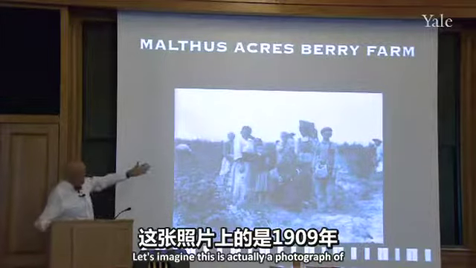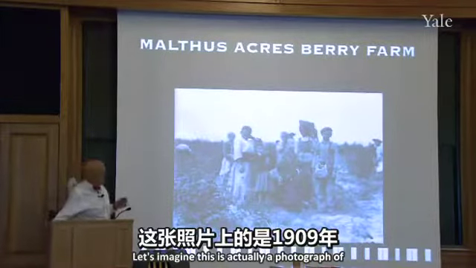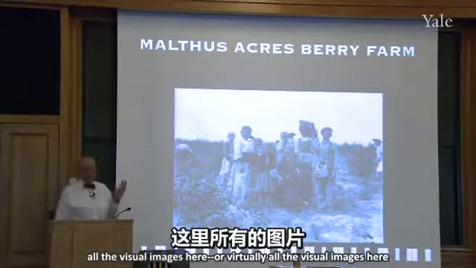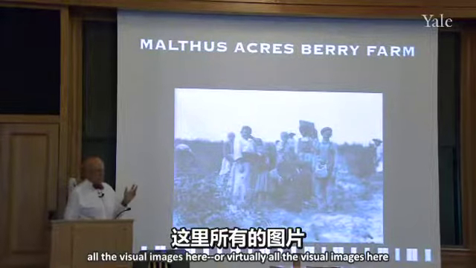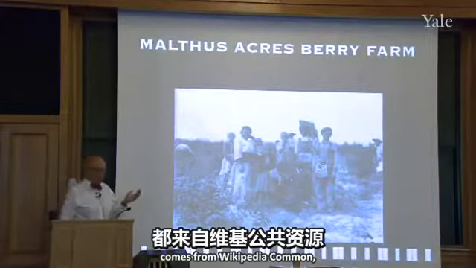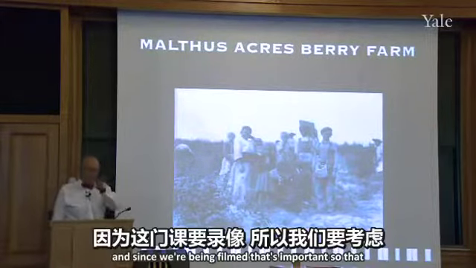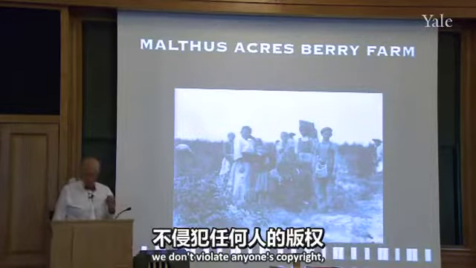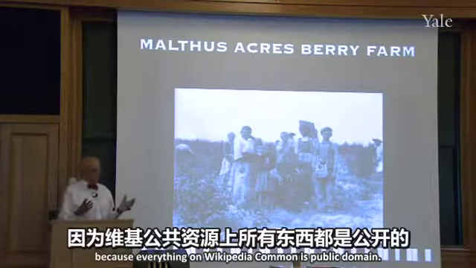And let's imagine this is actually a photograph of berry pickers in Poland in the year 1909. All the visual images here, or virtually all the visual images here, come from Wikipedia Commons. And since we're being filmed, that's important so that we don't violate anyone's copyright, because everything on Wikipedia Commons is public domain.